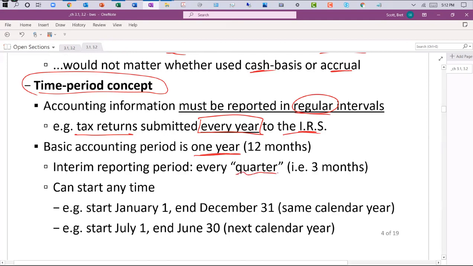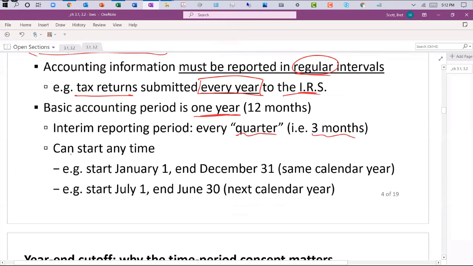Those type of financial statements are called quarterly financial statements because they're issued every 3 months. So 3 months, 3 months, 3 months, 3 months, that's 4 quarters in 1 year. One thing to be aware of is that when you're determining when to start your fiscal year, do you want to start on January 1st and go to December 31st, or do you want to start sometime in the middle of the year?